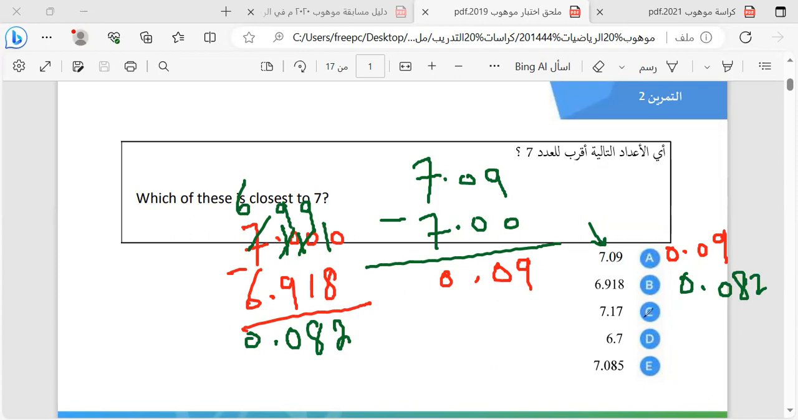Which one is smaller? 0.082. Yes, this. So this is the closest to 7, it is B.